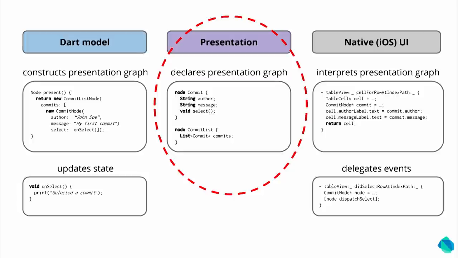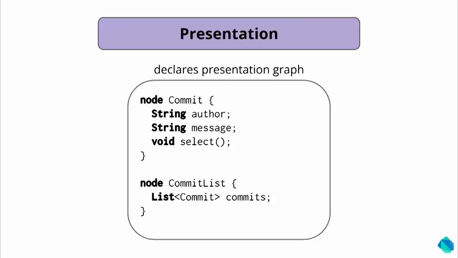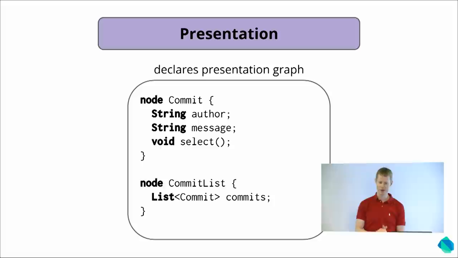let's talk about what that thing is and how we can define it. As I said, it is defined on top of the service description that we built, but we found that it's kind of nice to be able to introduce this notion of nodes in this presentation graph. These are application-specific data types, and in this case, it corresponds to a list of commits, the visible stuff, and some of these commit nodes with an author and a message, and a way of delegating events back into the system, in this case by clicking something, for instance.